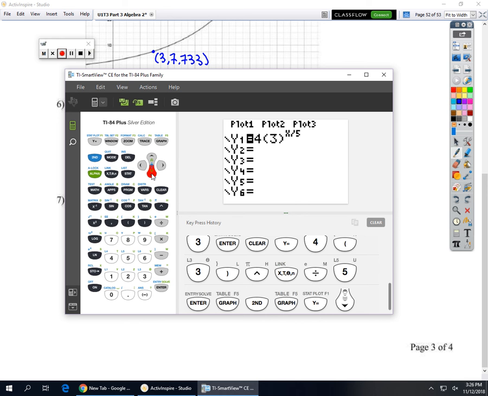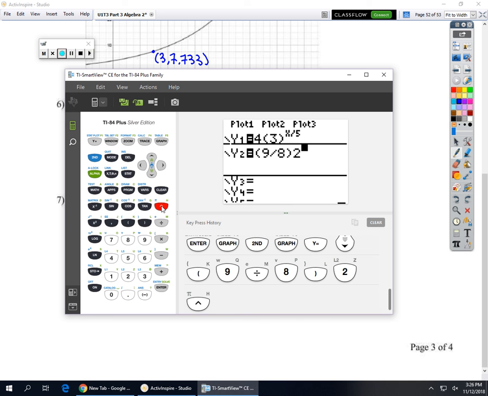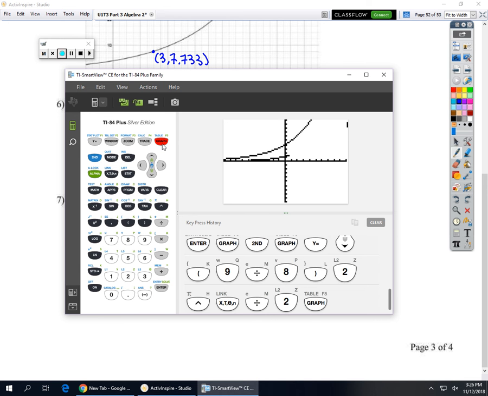So my second one is parentheses 9/8, close parentheses, multiplied by 2. You don't even have to put a times. You can just kind of put the 2 there and it'll do it for you. To the power of x, where's x? x over 2. Right? So we're going to graph it. We want to find where they cross. Here's the first one. Oh, they cross much higher.